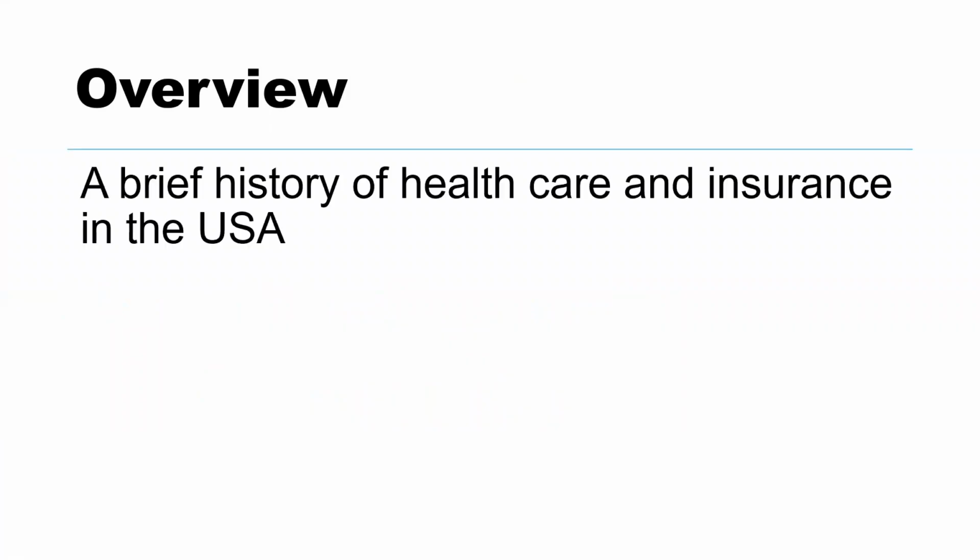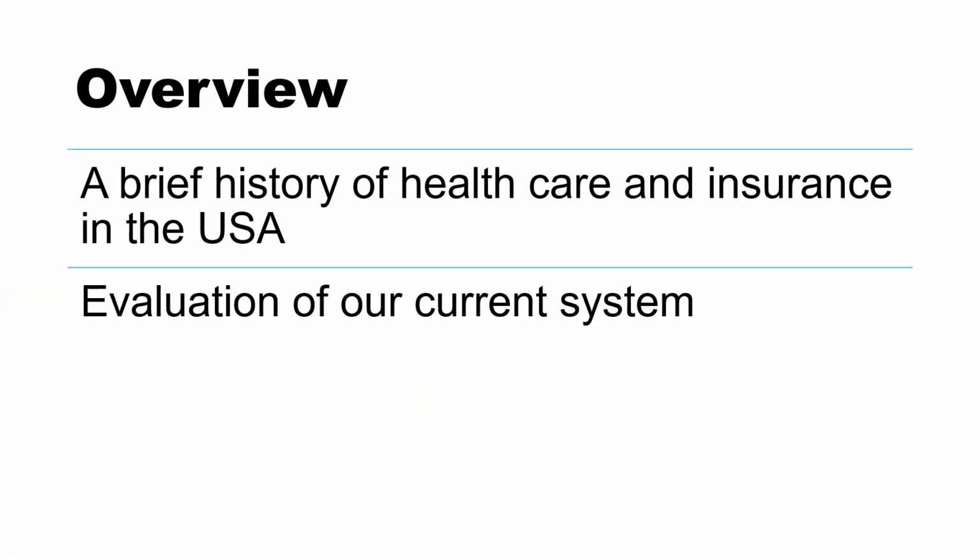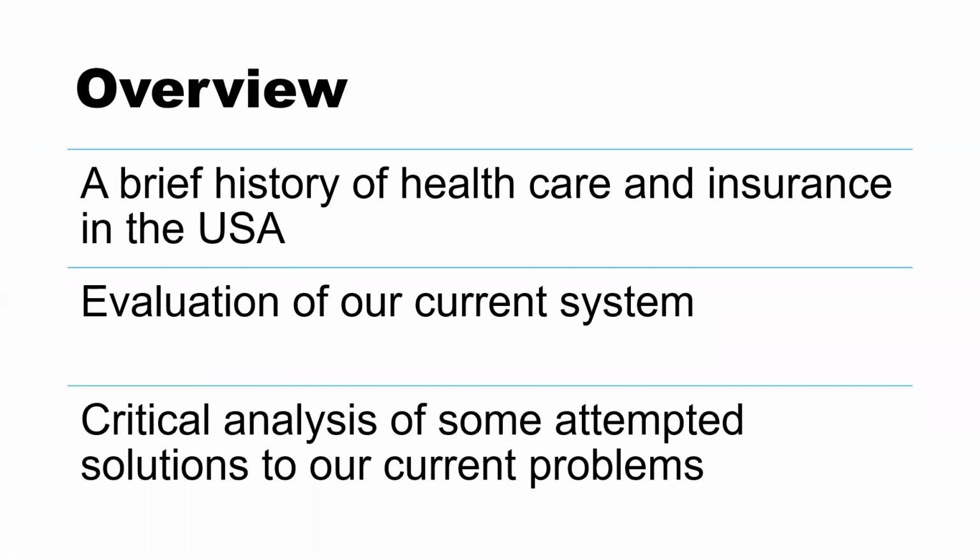So this is an overview of all 3 presentations. We'll cover a brief history of healthcare and insurance in part 1. Then we'll evaluate our current system in part 2 in terms of quality, cost, and access to healthcare. In part 3, we will critically analyze some attempted solutions to our current problems and some trends in healthcare. You'll likely cover more in your class, but the goal is that this will be a good introduction to the material, especially since a lot of my information comes from your textbook, Understanding Health Policy by Bodenheimer and Grumbach.